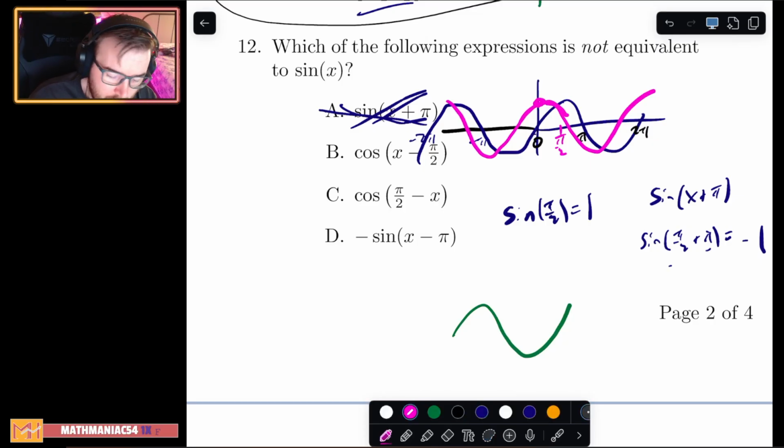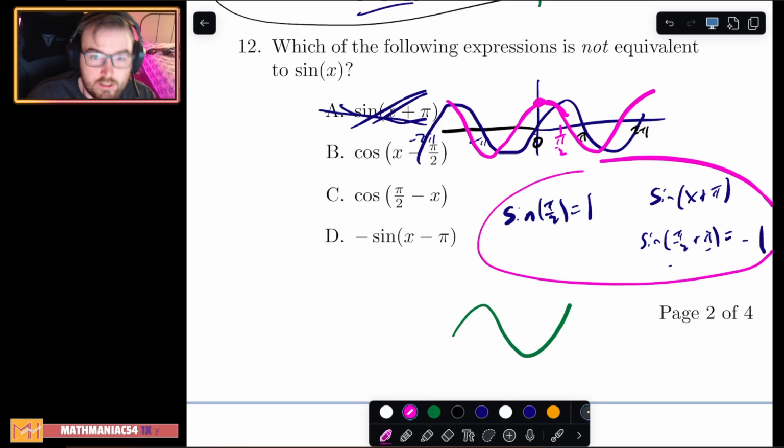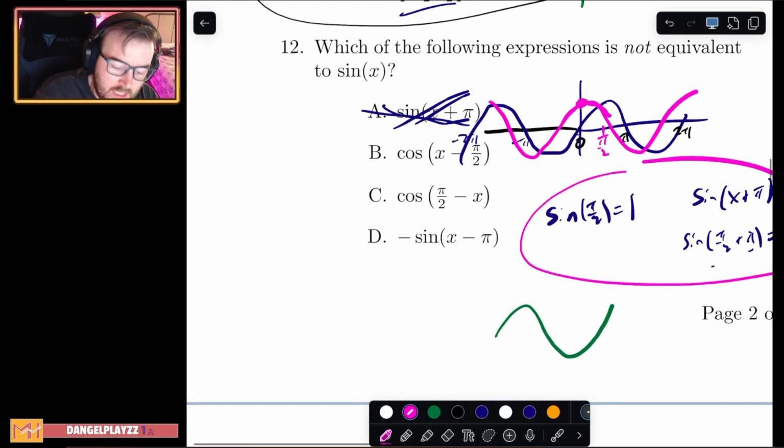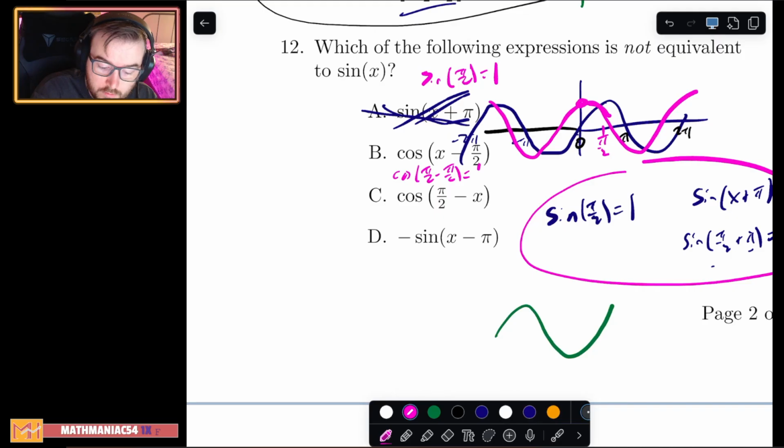I think this demonstration is kind of the most bulletproof. If they're equivalent, they should give me the same answer. So take something that you know to be true: sine of pi over 2 is 1. Okay, plug pi over 2 into each of these. What's cosine of pi over 2 minus pi over 2? 0. Cosine of 0 is 1. Sweet. What's cosine of pi over 2 minus pi over 2? That gives me cosine of 0 again, which is 1.